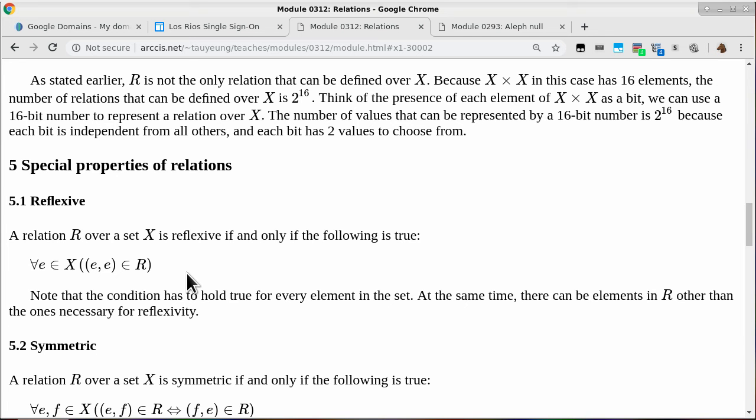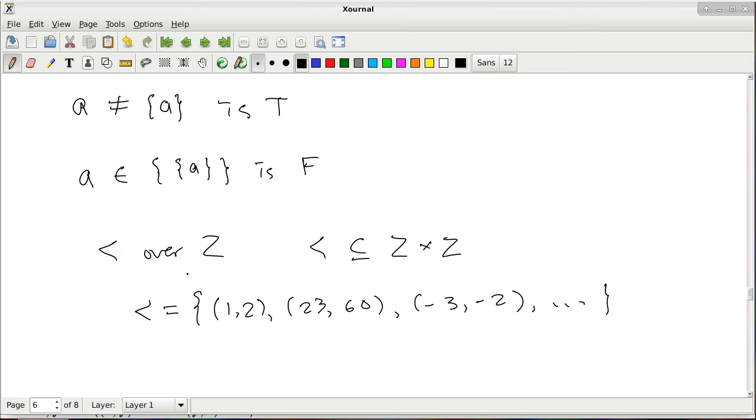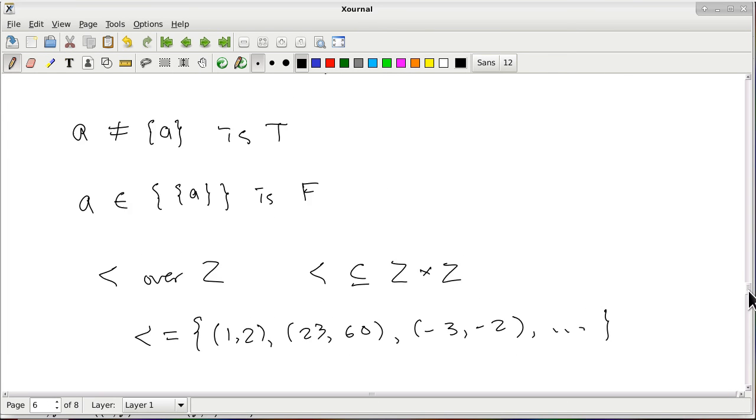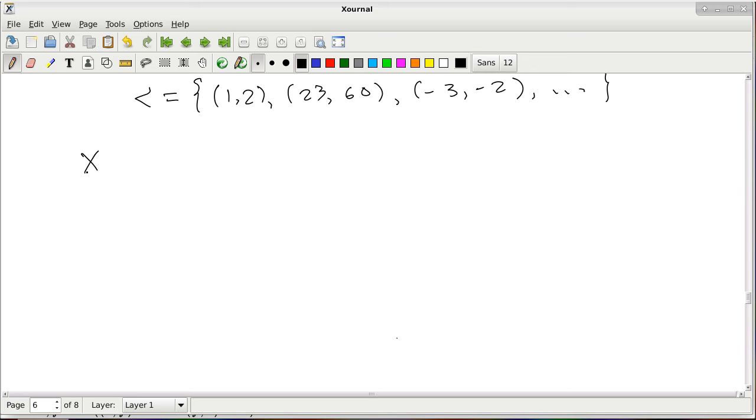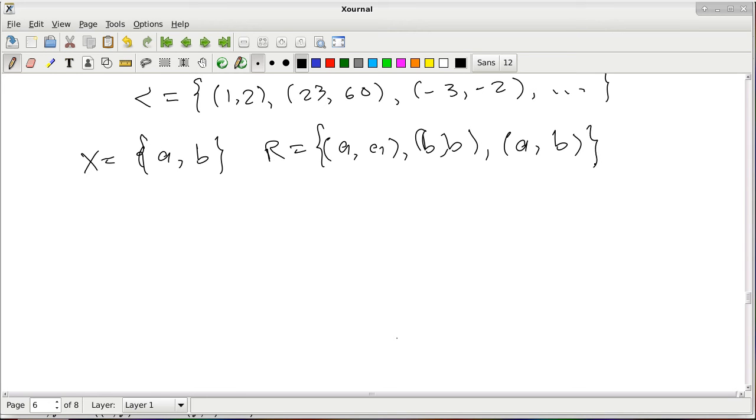All right, so let's go through some examples. Let's say X is {A, B}, and R is {AA, BB, AB}. So is this R reflexive? If I look at A, does it relate to itself? Yes. If I look at B, does it relate to itself? Yes. It is reflexive.